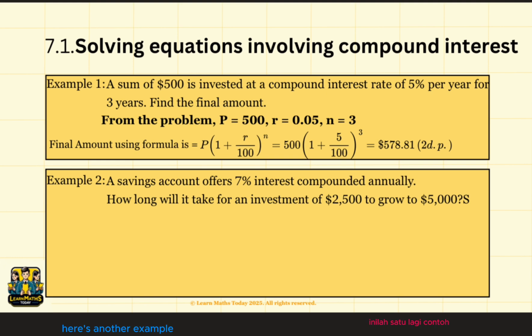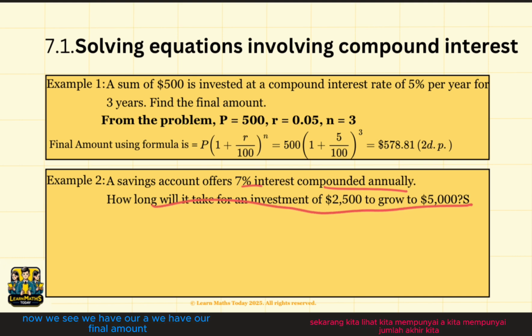Here's another example. A savings account offers 7% interest compounded annually. How long will it take for this to grow to this? Now we see we have our A, our final amount, we have our initial amount, and we have our rate. So we just need to find N up here.